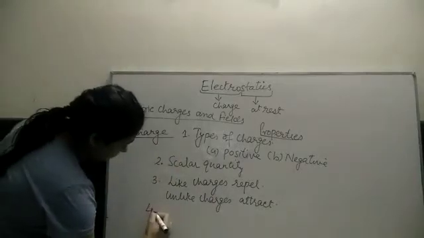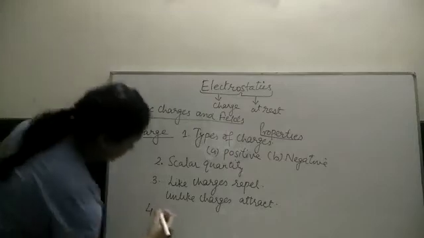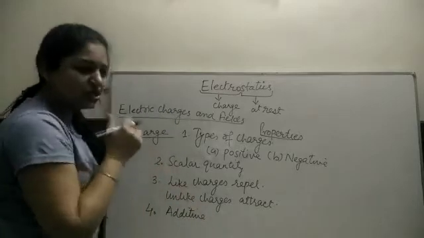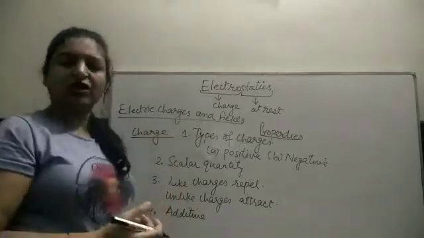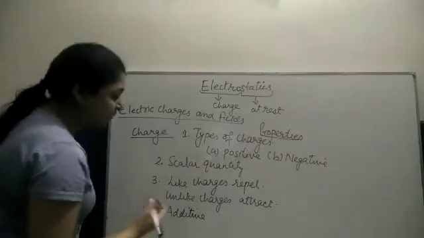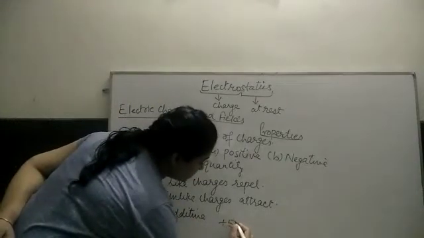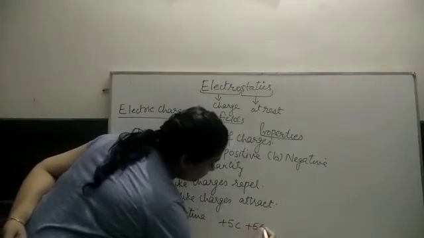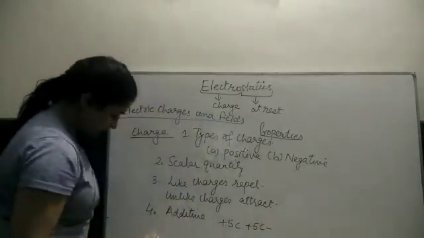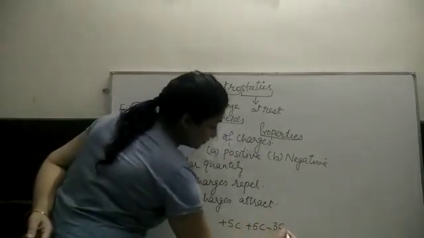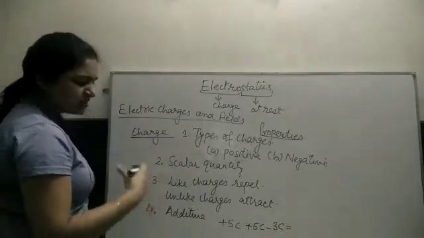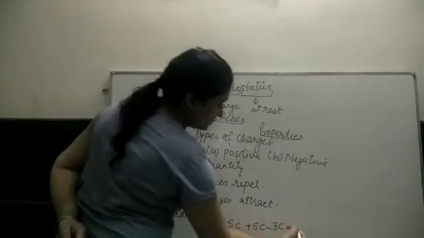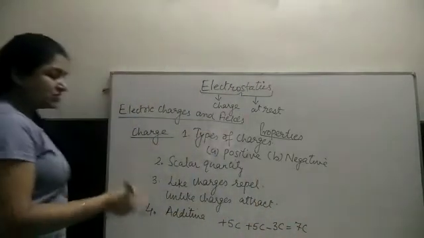Fourth property is charge is additive in nature. What does it mean? Additive nature, we can simply add the charges using simple algebra. For example, one body is having charge plus 5 coulomb, another body is having charge plus 5 coulomb, and a third body is there which is having the charge minus 3 coulomb. So net charge would become, simply use the algebra, 5 plus 5 minus 3, that is 7 coulomb. So this is the additive nature.